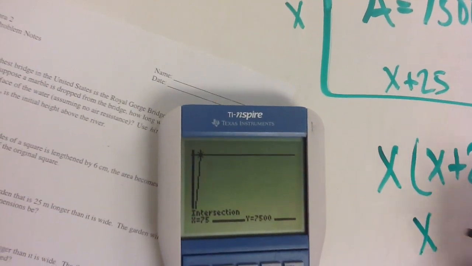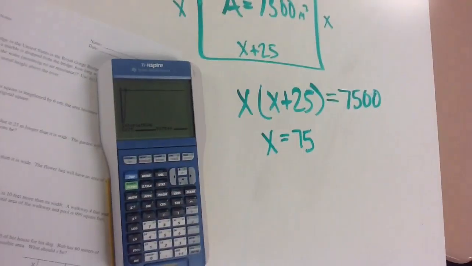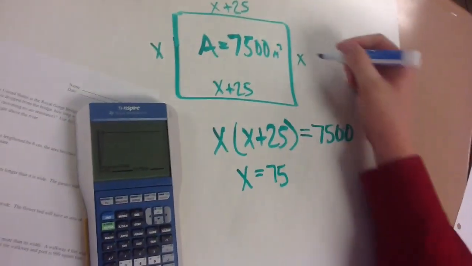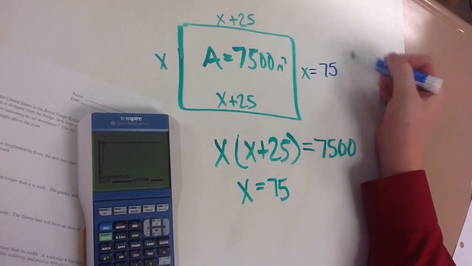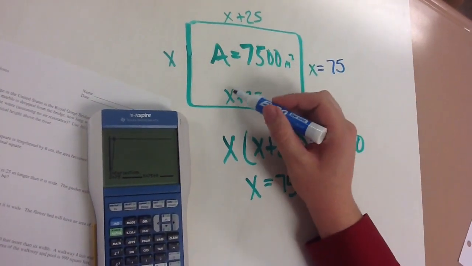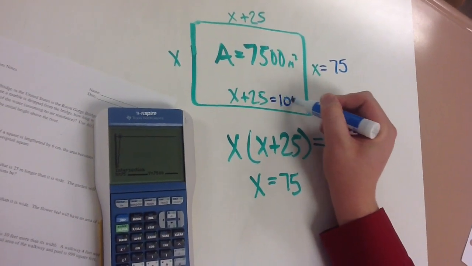Now I ask myself, am I done? The answer is no. I solved for X there, but I'm not finished yet. See, if I plug X into my picture, because it's asking for the dimensions, I get X is 75. I have to plug it into here as well. So 75 plus 25 is going to be 100.